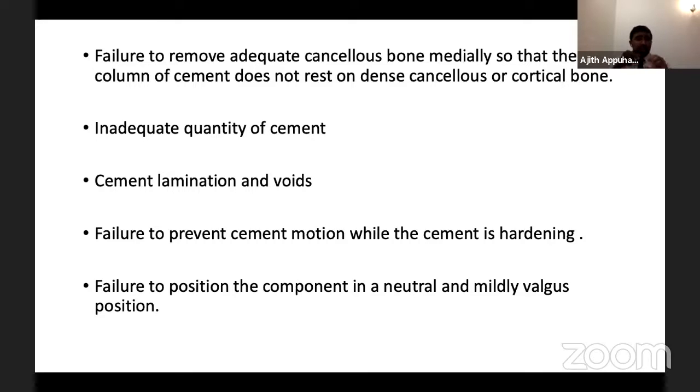Another thing is implant positioning. We have to neutralize, and keep a mildly valgus position rather than medializing. So those are the surgical factors that affect implant loosening.